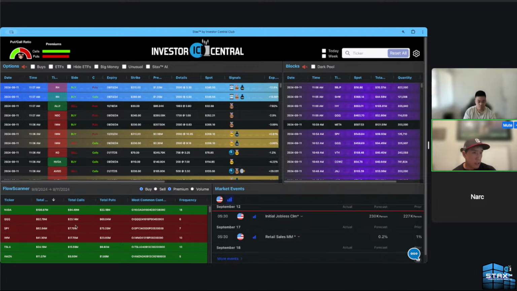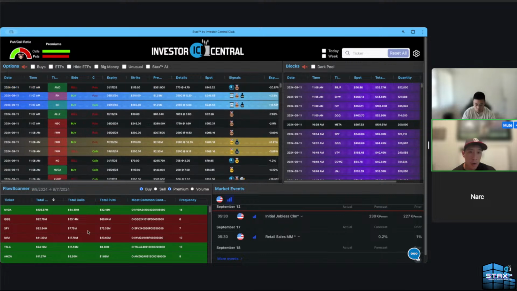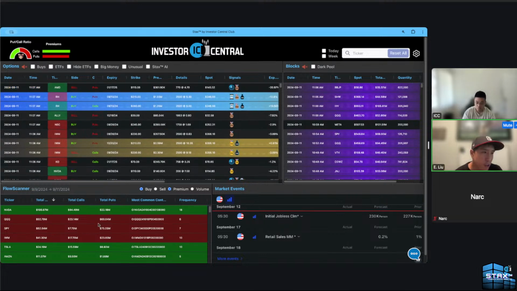Back to what we've got down here, we've got our flow scanner on the bottom. Our flow scanner is an awesome way of gathering what market sentiment is like, what is being purchased, what is commonly being purchased, and also whether they're buying the call or the put side.